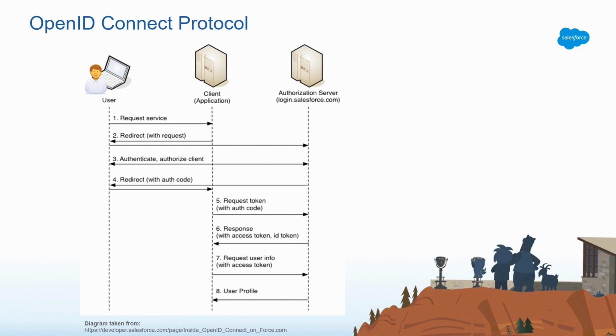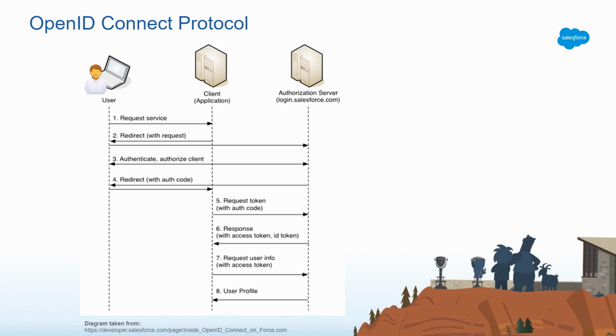So once that happens, you get the auth code as before, and then in the subsequent request, the client application is going to request the access token. Until step 5, it's similar to what we've seen previously. But in step 6, you see that the response contains the access token as well as the ID token. This ID token is the new concept introduced in OpenID Connect.